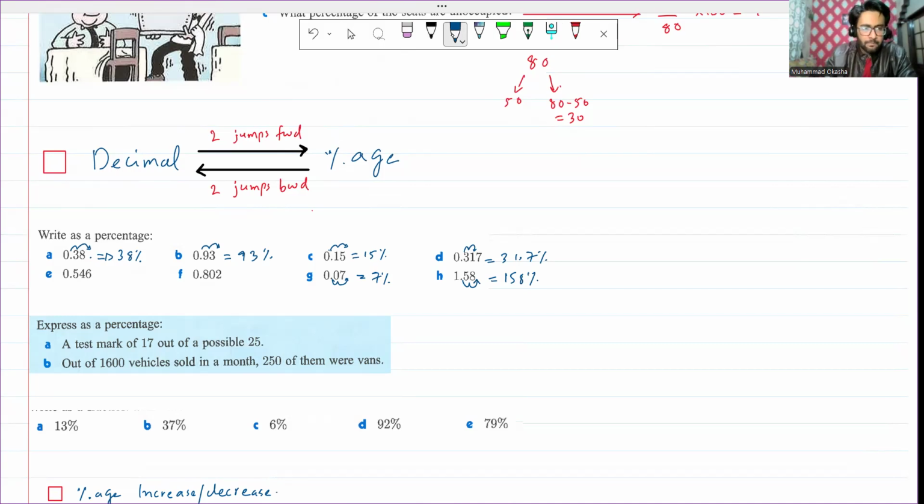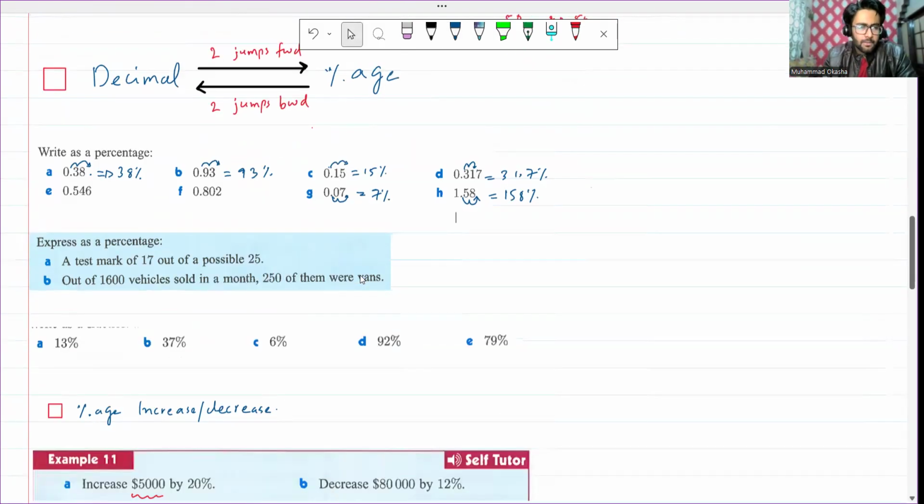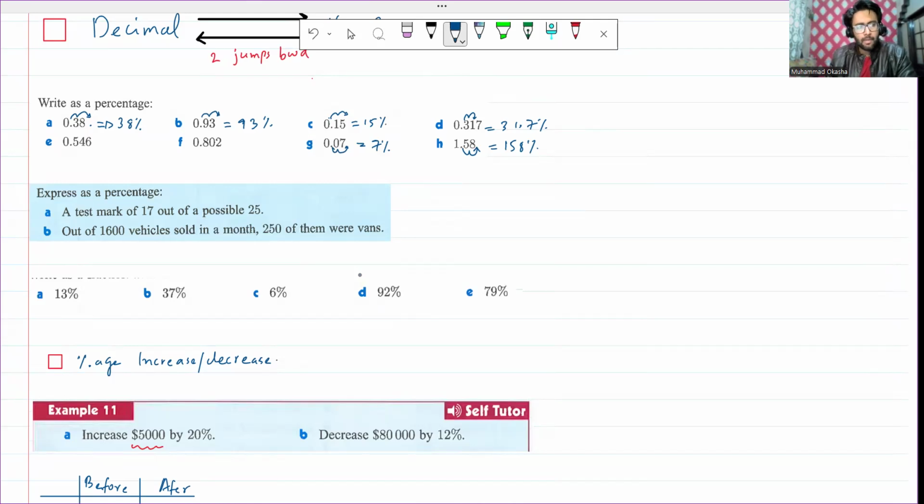Okay, very simple. Express as a percentage. A test mark of 17 out of a possible 25. So 17 out of 25, you're supposed to convert it into a percentage. You simply have a fraction, and you can multiply it by 100 to get the percentage. Out of 1,600 vehicles sold in a month, 250 of them were vans, right? Express as a percentage. So 250 vans out of a total of 1,600 vehicles. Since I want to express it as a percentage, I'll multiply it by 100.